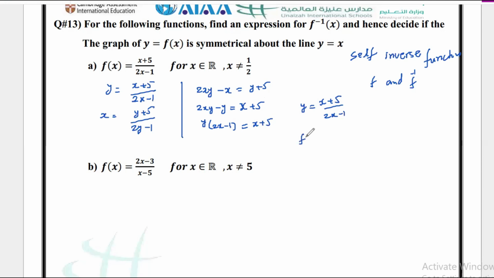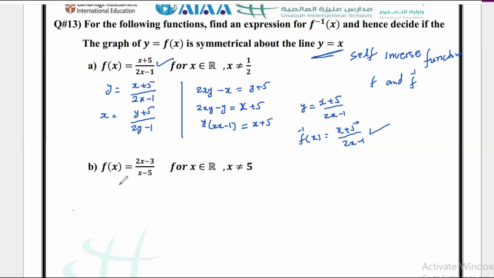That means this y represents the inverse function. So x plus 5 over 2x minus 1. This is exactly the same as the given function f of x. So it means this is self-inverse and it is symmetrical about the line y is equal to x. We'll check the second one also.